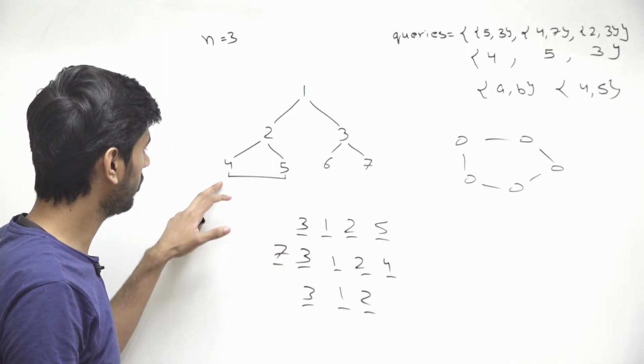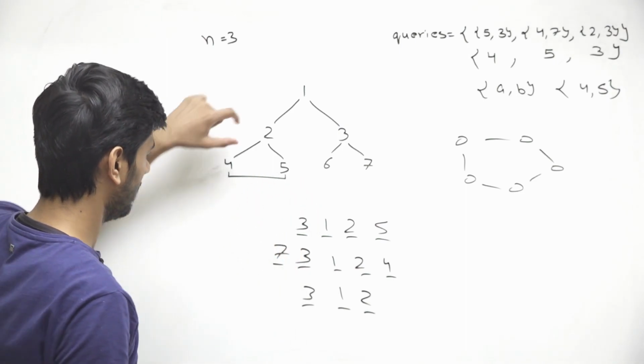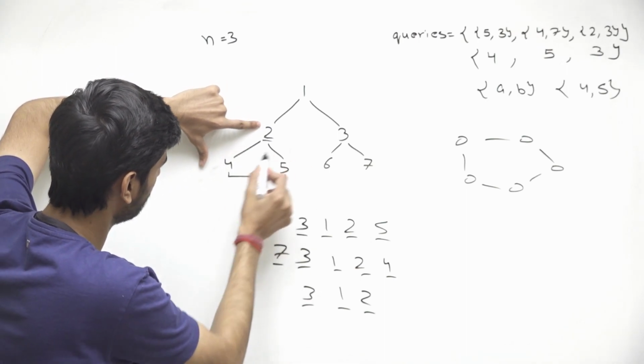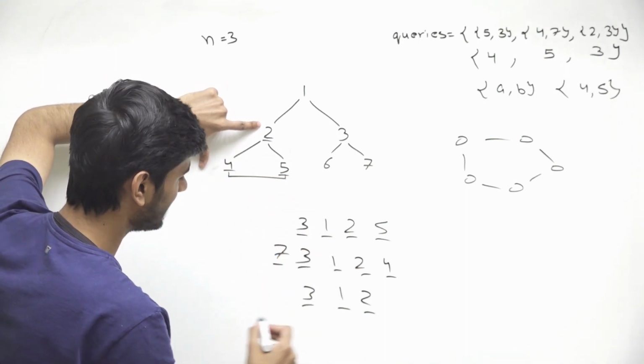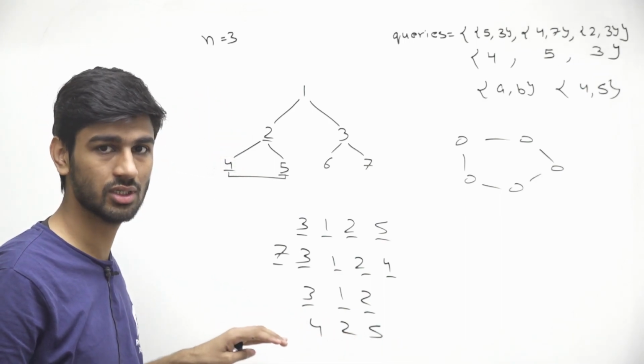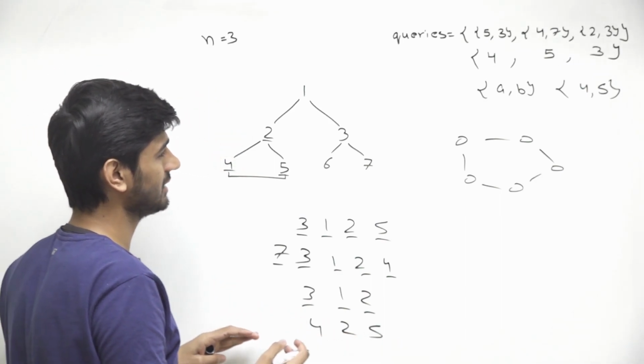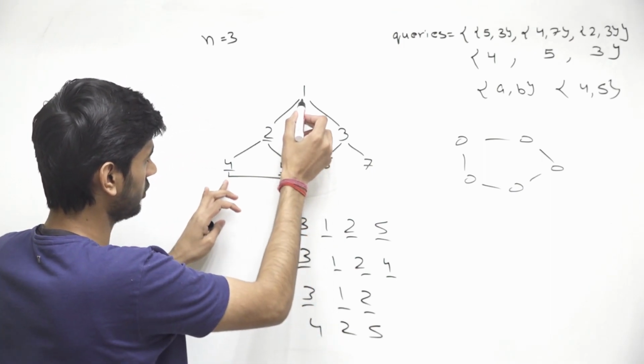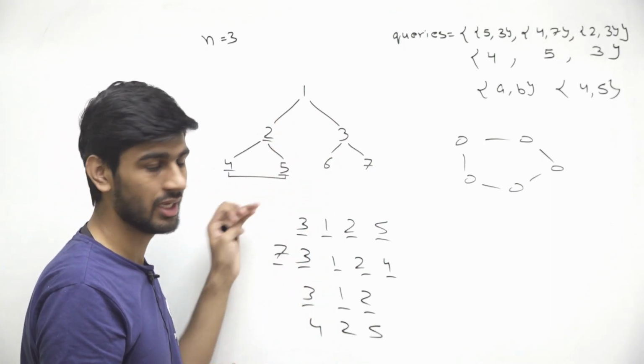So now how many nodes do we have in this cycle? We have only 3 nodes, 2, 5 and 4, right? So we have only 3 nodes. So in this case we can't say that the answer is the number of nodes from 1 to 4 and 1 to 5. And why is that?